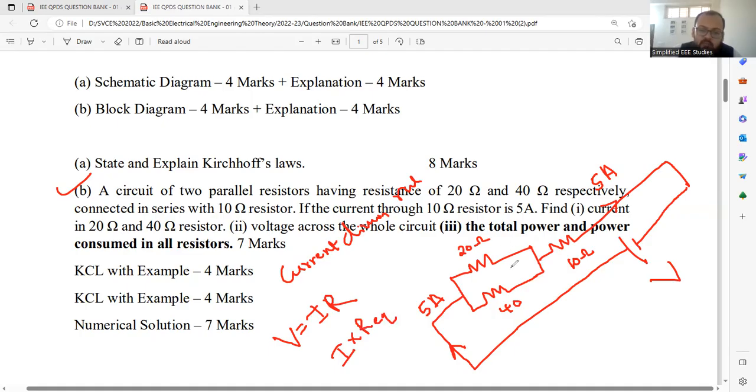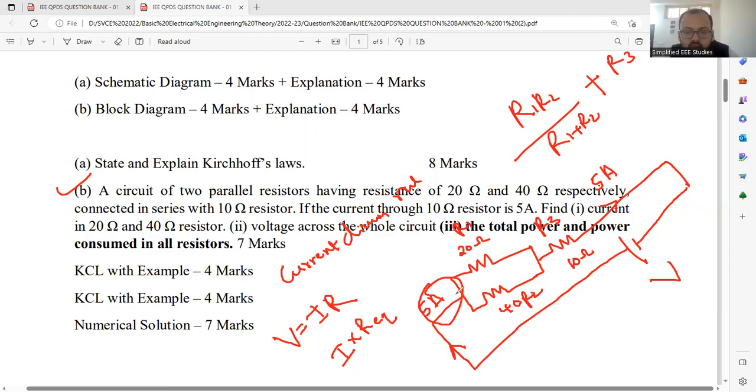Here two resistors are in parallel, that is connected in series. Let us say this is R1, this is R2, this is R3. How to calculate R equivalent? R1 R2 by R1 plus R2, that is in series with R3. Like that, you have to calculate R equivalent. That should be multiplied with the 5 ampere.